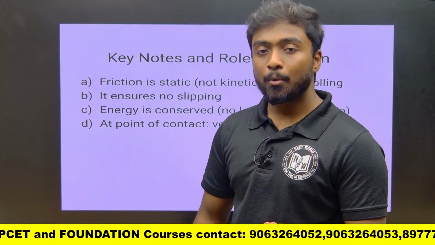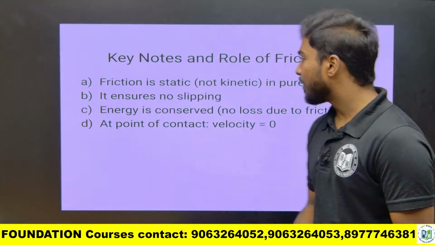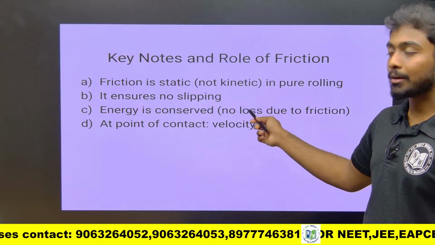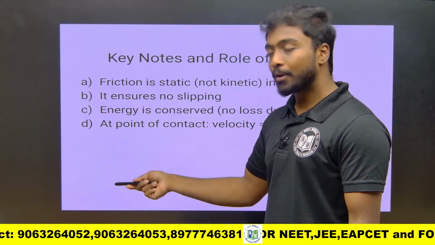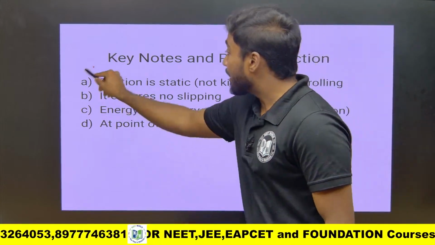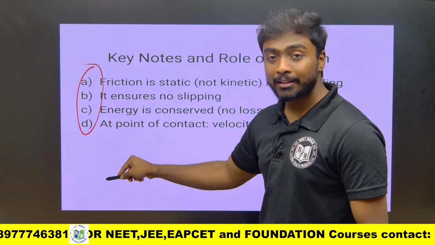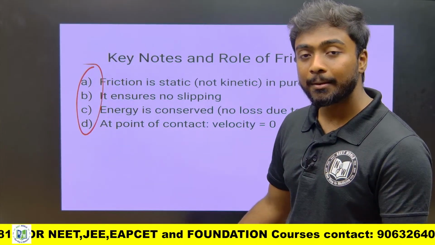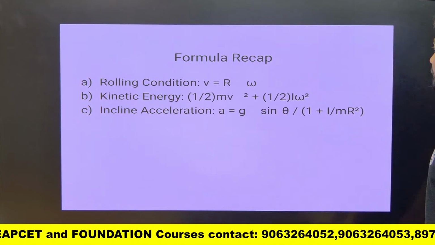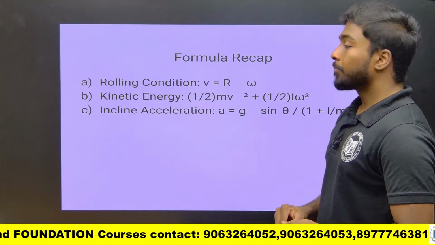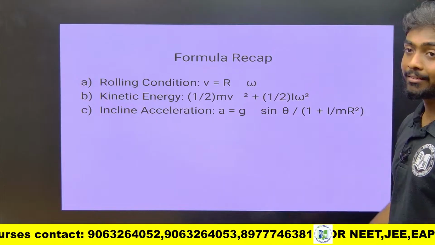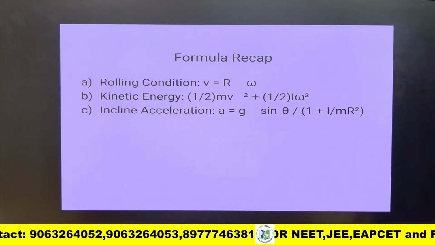When in the question they mention velocity is 0 at the point of contact, I can say it is pure rolling, or energy is conserved. It ensures no slipping, pure rolling, friction is static. Any of these they can ask. They won't give all 4 points, but they can give any 1 point and ask the question. So these are the formulas: v equals R omega, kinetic energy, and inclined acceleration also.